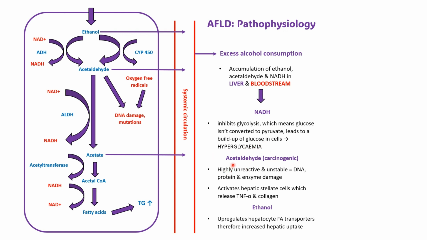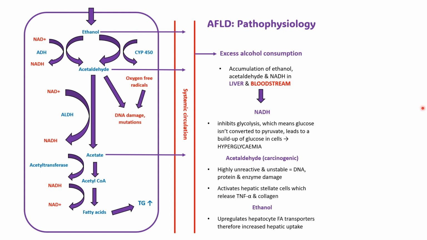So if we look at acetaldehyde now, we know that it's carcinogenic. It's highly reactive and unstable, and that can result in DNA, protein, and also enzyme damage. Acetaldehyde also activates hepatic stellate cells, so star-shaped cells, which then release a substance called tumor necrosis factor alpha and also collagen. When you've got lots of collagen being released, this can ultimately lead to something called portal hypertension, which we're also going to discuss in more detail.